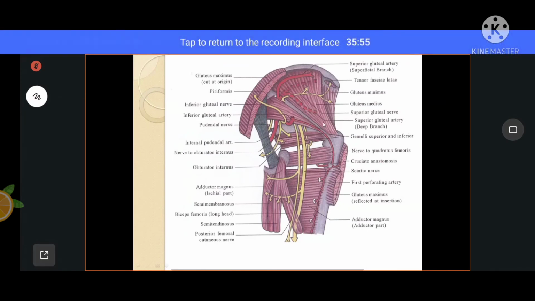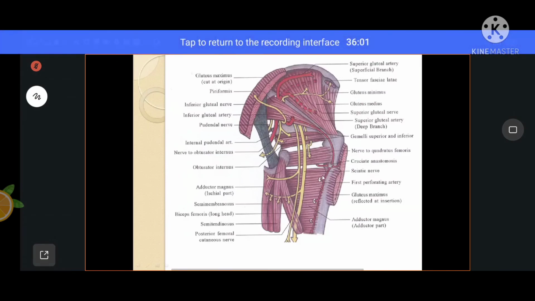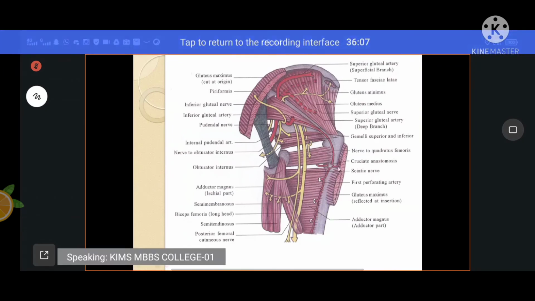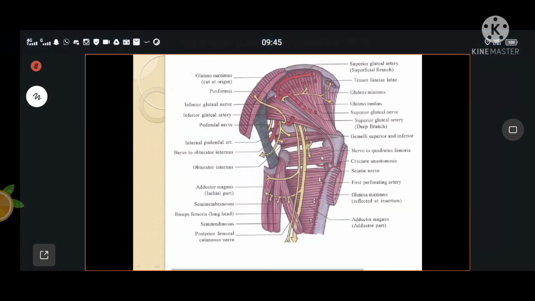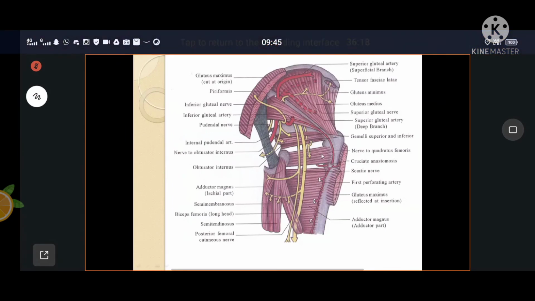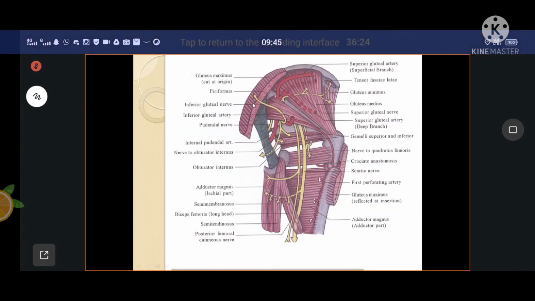The gluteus maximus muscle. And along with that, you have the anastomosis, which we already discussed when I was talking about the femoral artery. That is the cruciate anastomosis, and one more is the trochanteric anastomosis, which takes part near the greater trochanter. So the cruciate anastomosis and the trochanteric anastomosis are also under the cover of the gluteus maximus muscle.